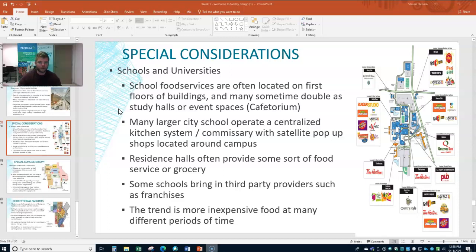We have butchery programs. We have garde-manger, salad, herb programs. We have actual vegetable gardens. There's no reason we can't have our own grocery store on site that's organic. These are some of the things that we want to think about. Most schools bring in third-party providers, so franchises, and as you can see upstairs in our cafeteria here at Georgian, the majority of all of those places are franchises, so it's not run by the college. The trend is also more inexpensive food at many different periods of time.